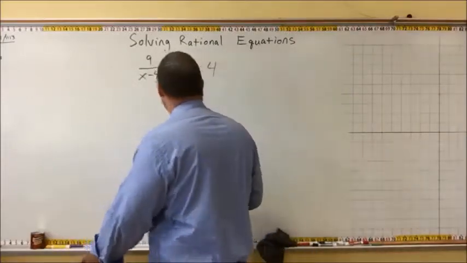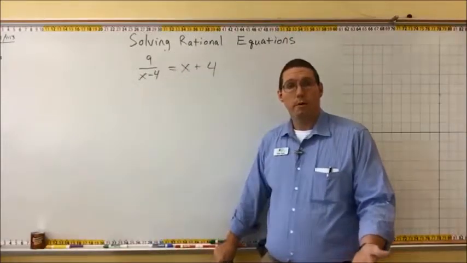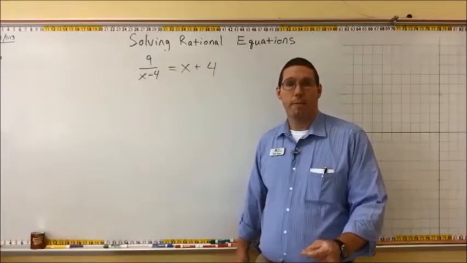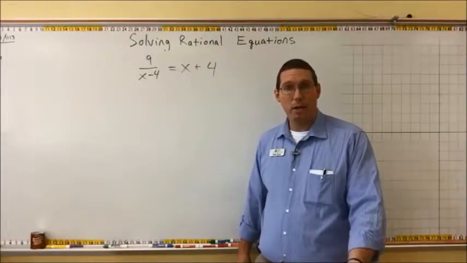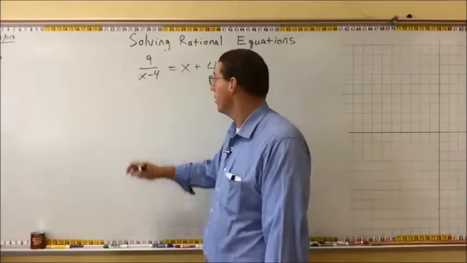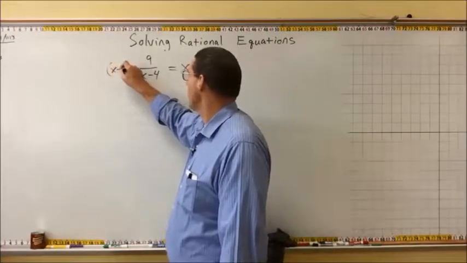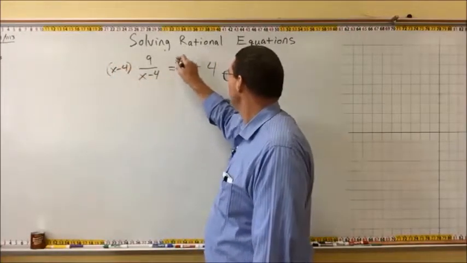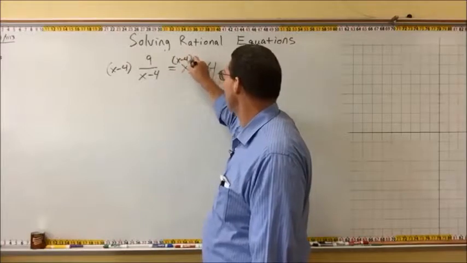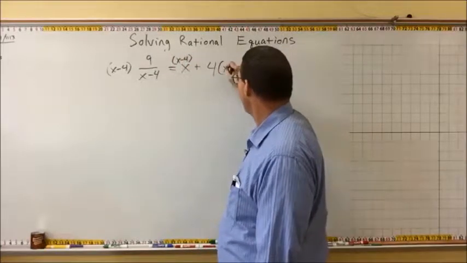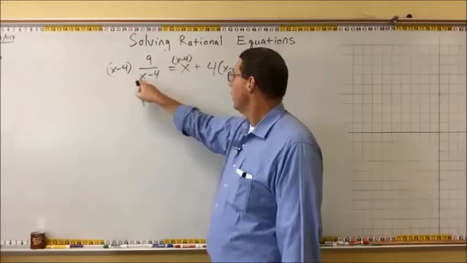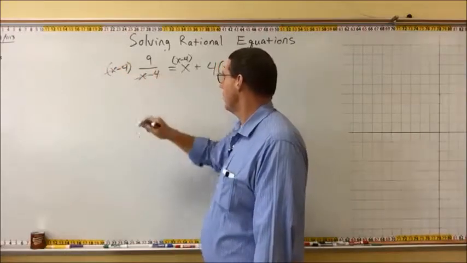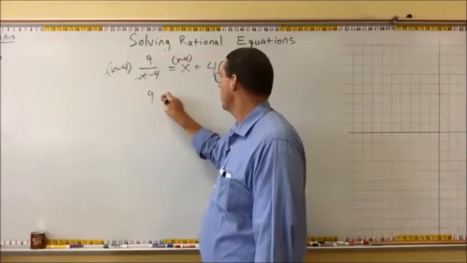Let's see. What's the first thing that we have to do? We have to cancel the denominator. How do we cancel a denominator? Multiply by the denominator. So we're going to multiply by x minus 4 here. We're going to multiply by x minus 4 here. And we're going to multiply by x minus 4 here. Now here it's going to cancel the denominator, and we're just going to have a 9.